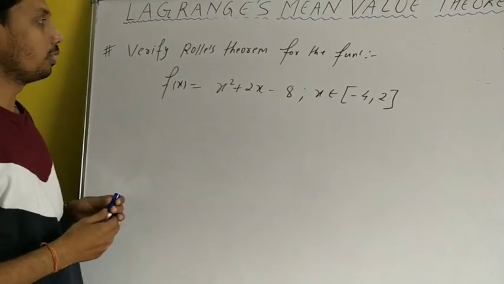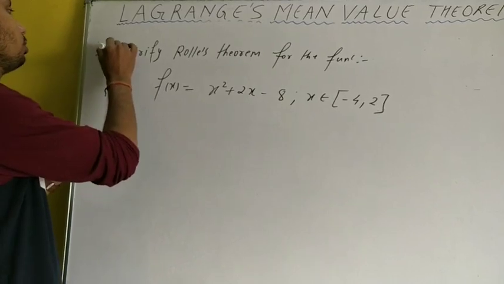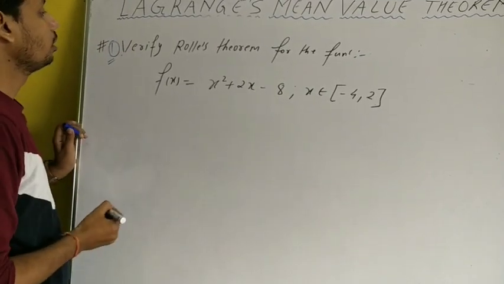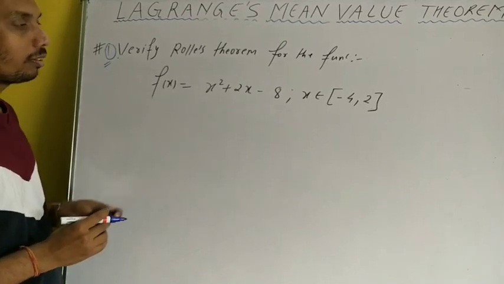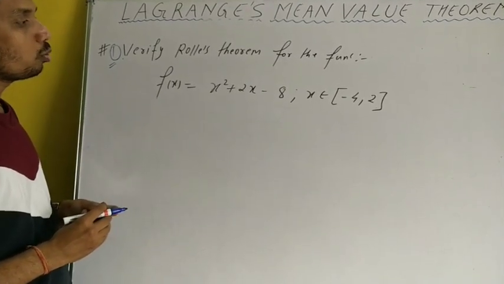Now see the first question of NCERT. This is question number 1. Now verify Rolle's theorem for the function f(x) = x² + 2x − 8.